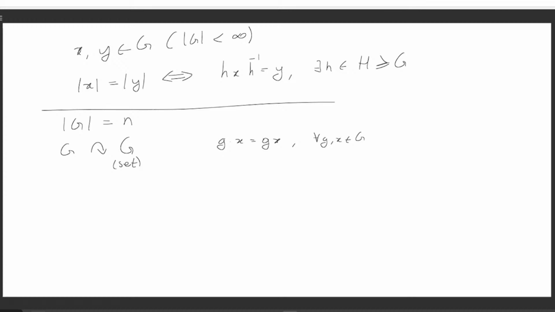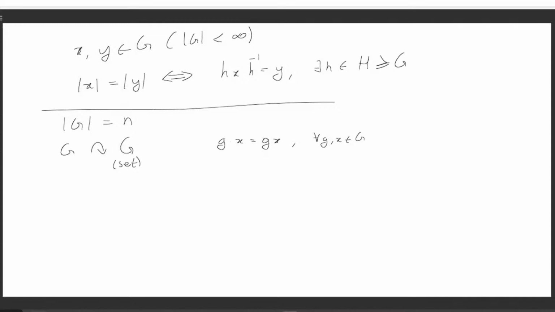When will G define the trivial homomorphism? G dot X has to be X for all X. That will happen only if, for one X, if it is true, G has to be the identity element. So this is a faithful action.